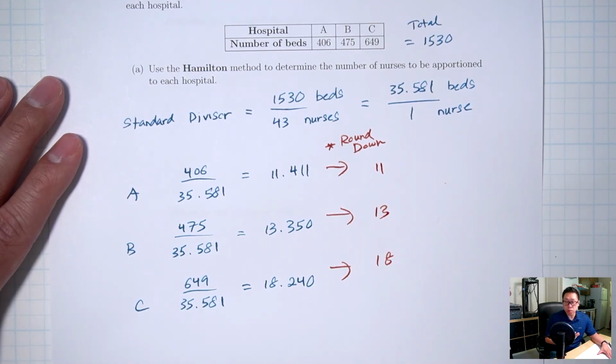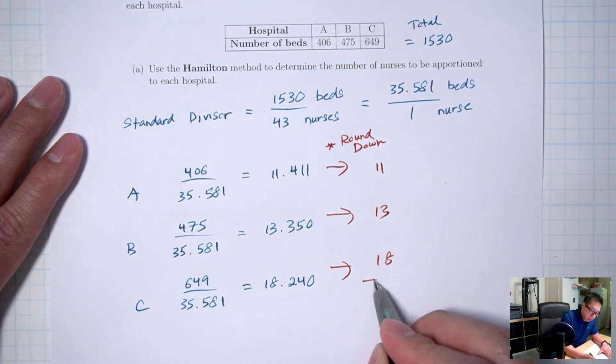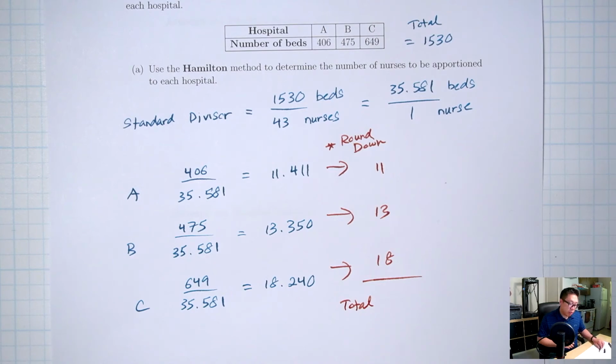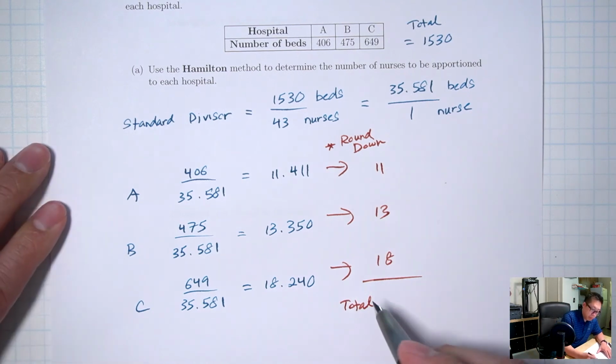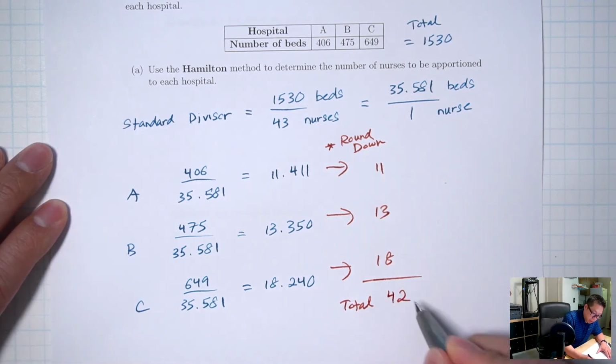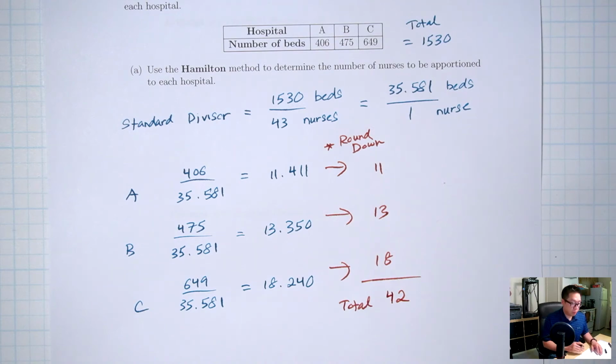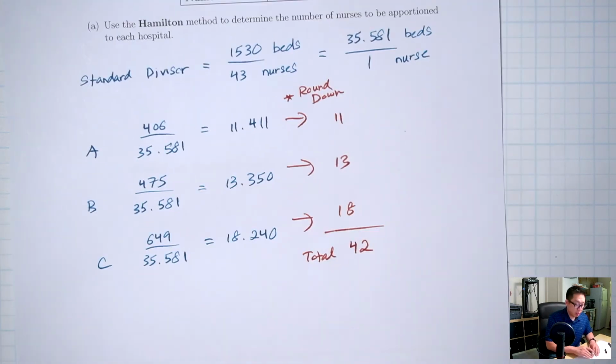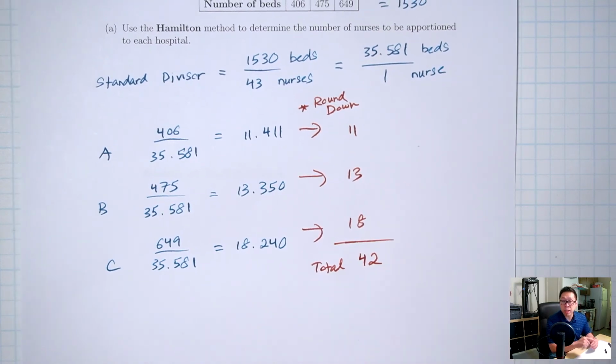And then check the total and see if it's the correct number that we want. So 11 plus 13 plus 18 is 42. What number do I want? What I'm sharing is 43 nurses, so I'm looking for 43. I've only used 42 so far, which means I have 1 extra.